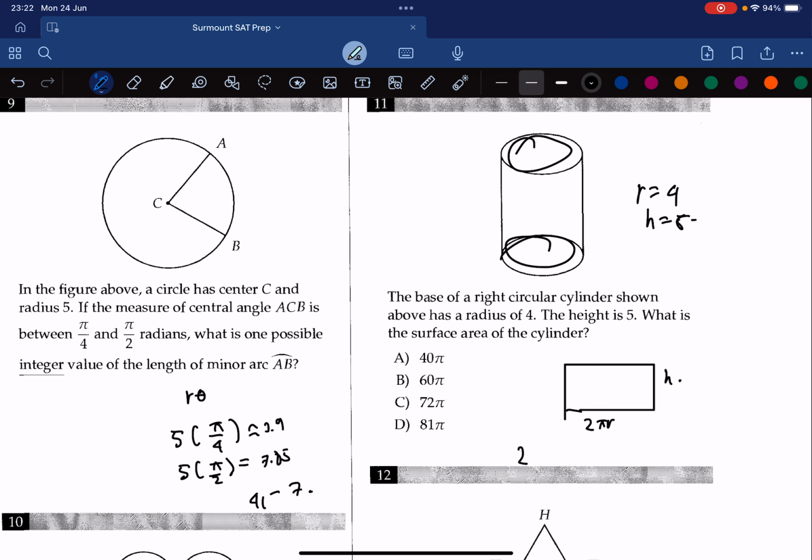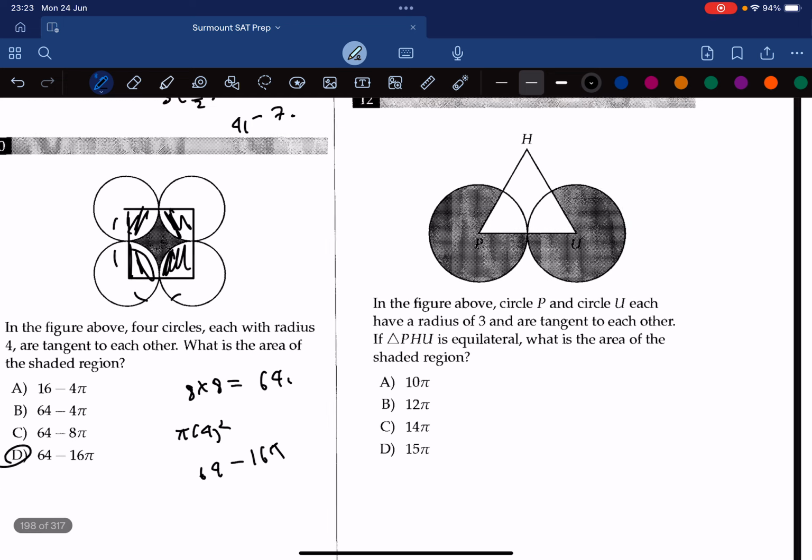So it should be 2 pi r h plus 2 pi r squared. So 2 pi times radius is 4 times 5 plus 2 pi 4 squared, and that will give us 72 pi, so the answer is C.